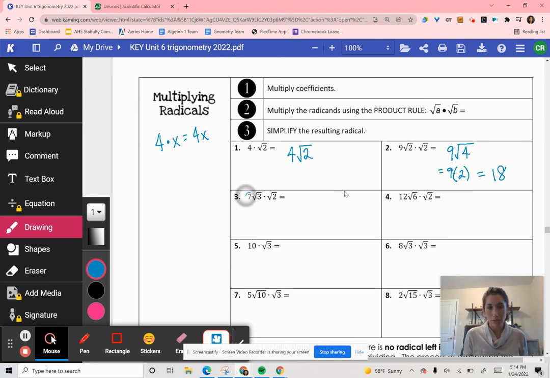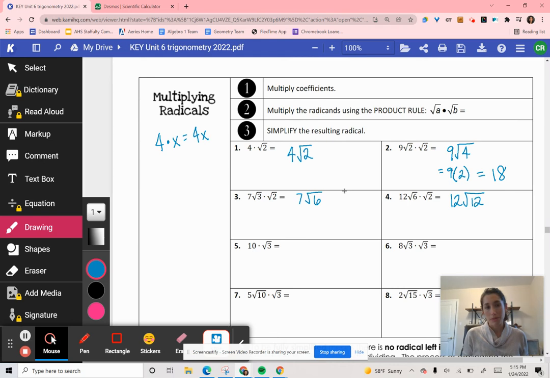Okay, remember numbers outside. So 7's on the outside. 3 times 2 is going to be on the inside. 6. Now 6, there is no perfect square number that goes into it, so that is fully simplified. And then here we've got 12 that's going to stay on the outside. 6 times 2 is going to be a 12.